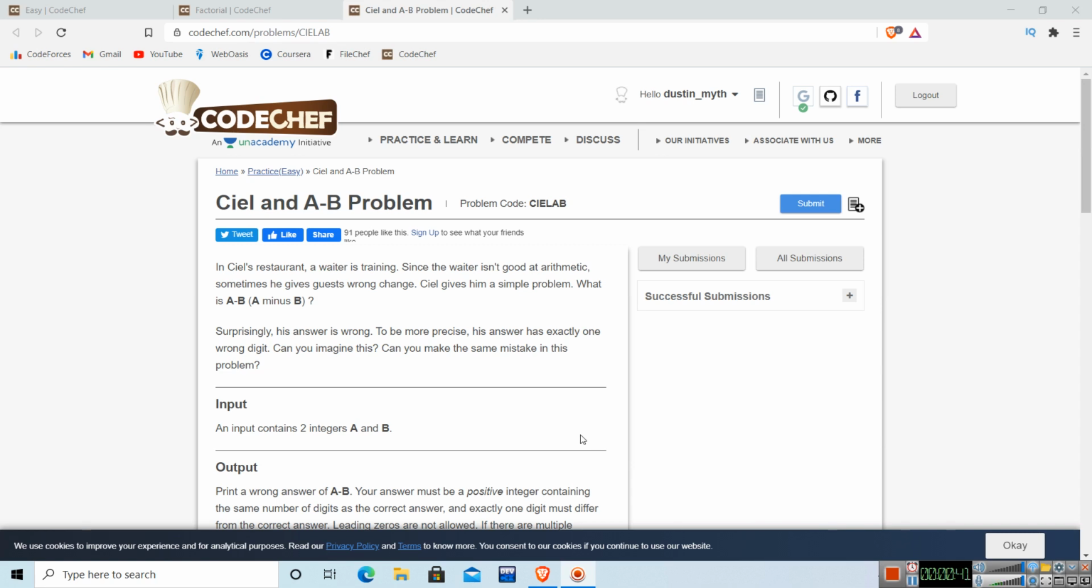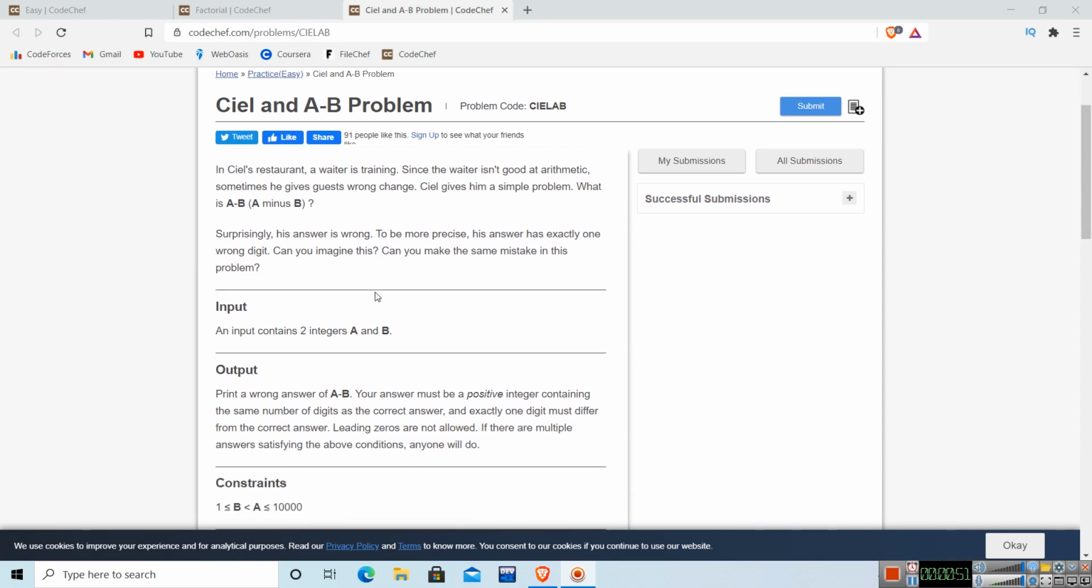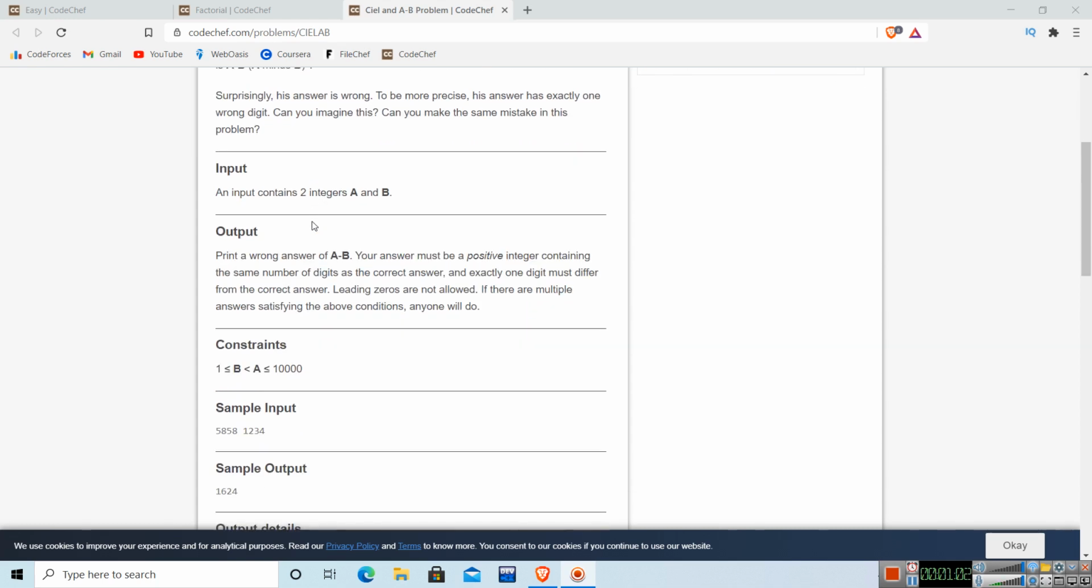So let's read it. In Sale's restaurant, a waiter is training. Since the waiter is not good at arithmetic, sometimes he gives the wrong change. Sale gives a simple problem: what is a minus b? Surprisingly, his answer has to be more precise. The answer has to have exactly one wrong digit. Can you imagine this? Can you make the same mistake in the problem?